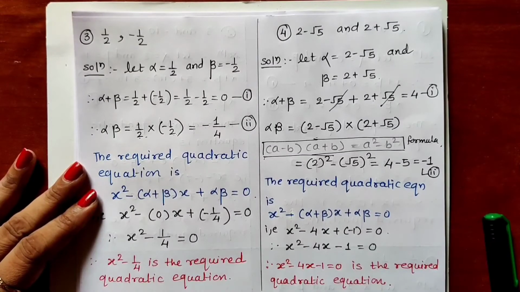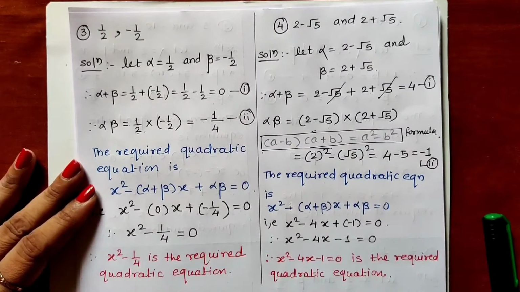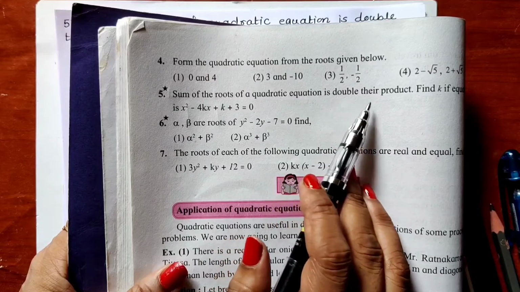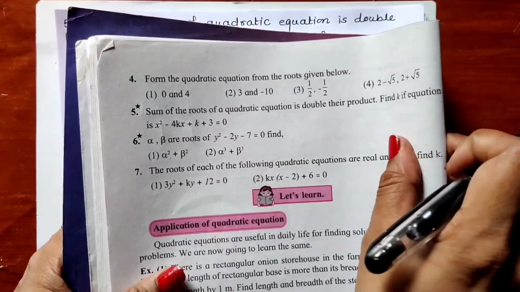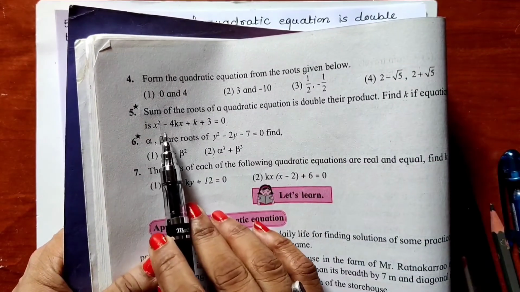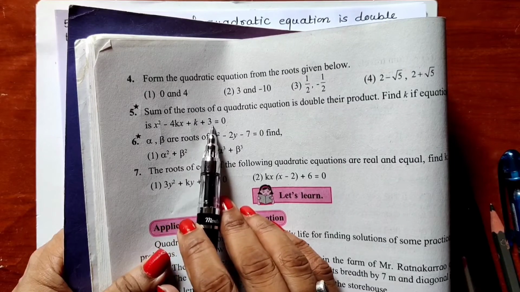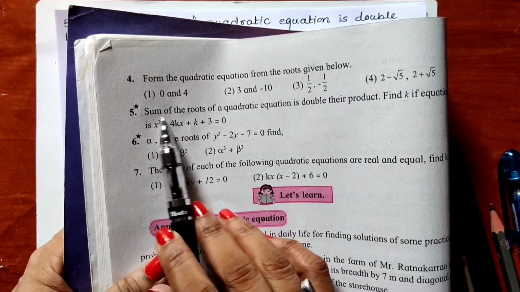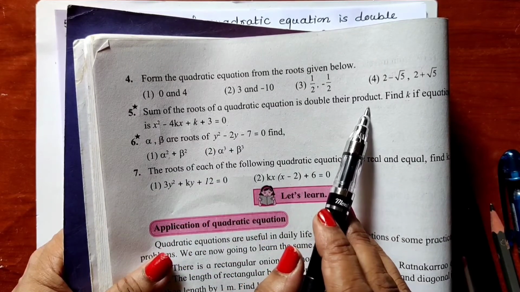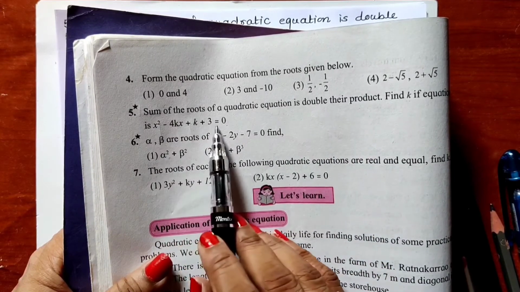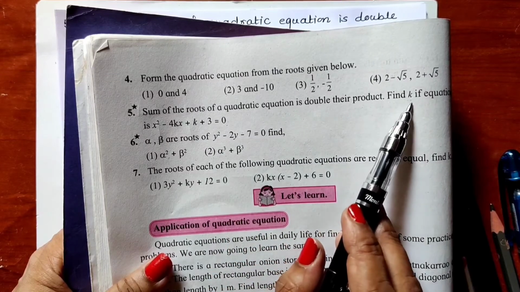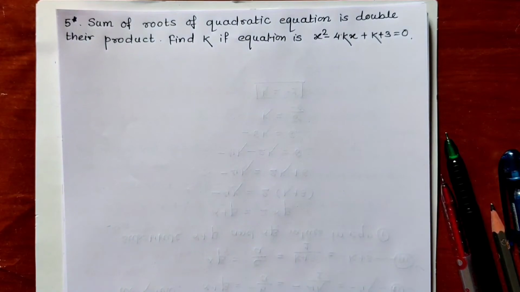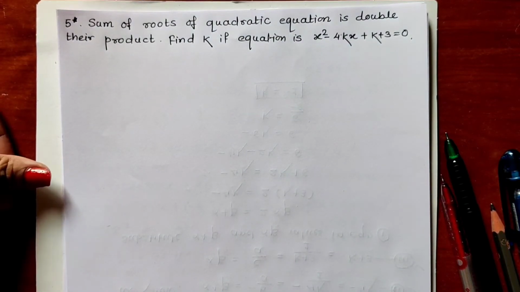Now let us go on question number 5. Question number 5. Sum of the roots of quadratic equation is double their product. Find k if equation is x square minus 4kx plus k plus 3 is equal to 0. So we have given one equation. We have given one condition in the first sentence, and from this equation and from this condition we will have to find the value of k. So let us see how to solve this sum. I have written the question as it is on my page.